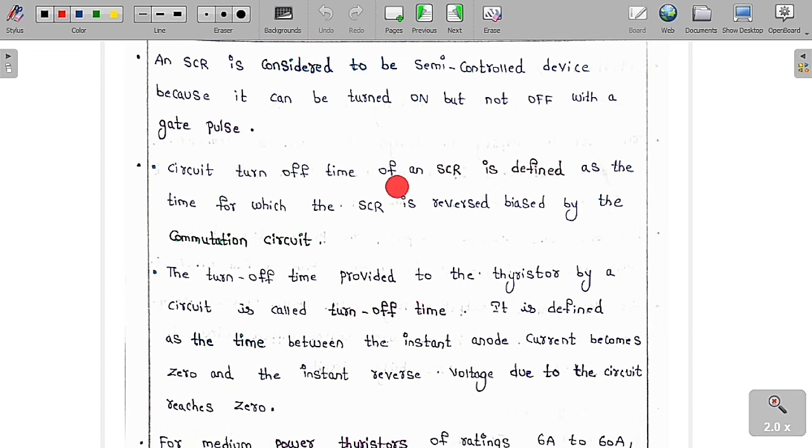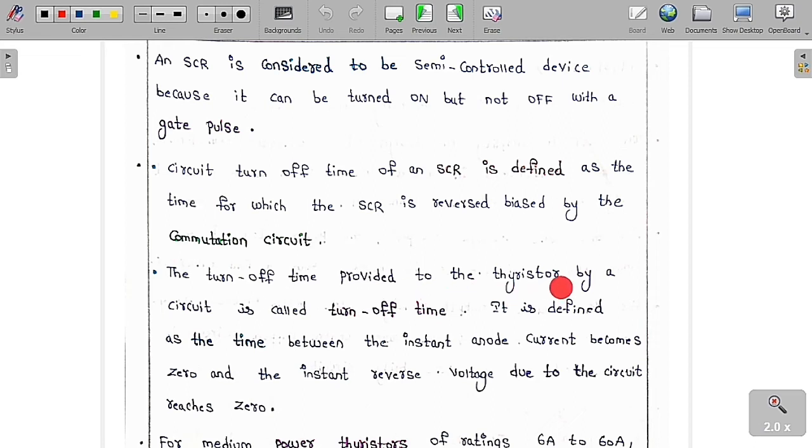The circuit turn-off time of an SCR is defined as the time for which the SCR is reverse biased by the commutation circuit. That is, the amount of time for which the commutation circuit gives the reverse voltage across the SCR is the circuit turn-off time. Always the circuit turn-off time should be greater than the device turn-off time. Then only can we 100% guarantee that the device is perfectly turned off.